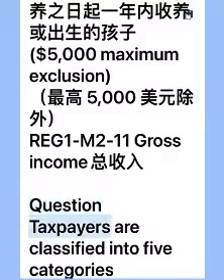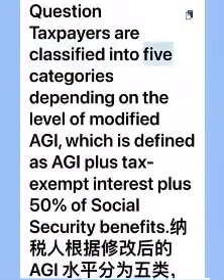Reg 1 M2-11 Gross Income. Question. Taxpayers are classified into 5 categories depending on the level of modified AGI, which is defined as AGI plus tax-exempt interest plus 50% of Social Security benefits.